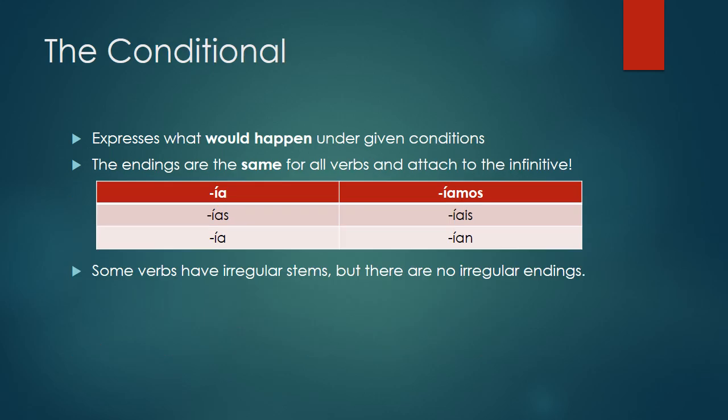Conditional expresses what would happen under given conditions. The endings are the same for all the verbs, just like the future tense, and attached to the infinitive, just like the future tense. The endings are ía, ías, ía, íamos, íais, ían. Some of the verbs have irregular stems, just like the future tense, but there are no irregular endings.